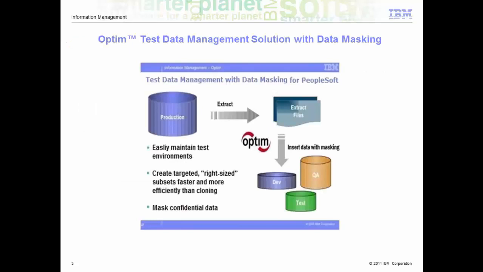The figure represents an ideal data masking process. To the left is the production database from which Optim extracts the test data. The extracted data is stored in the form of extract files, and these extract files are inserted into the target database, where they are masked during insertion. Now, let us proceed to the product presentation.